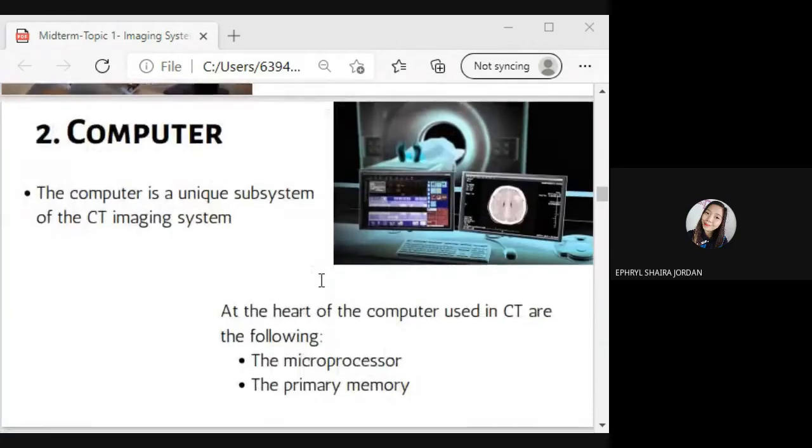Now let's proceed to the second major component of the CT imaging system. The computer is a unique subsystem of the CT imaging system. A large computing capacity is required because the computer must solve 250,000 equations simultaneously, depending on the image format. So imagine. At the heart of the computer used in CT, these two are present: the microprocessor and the primary memory.